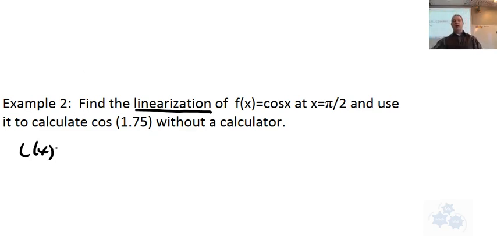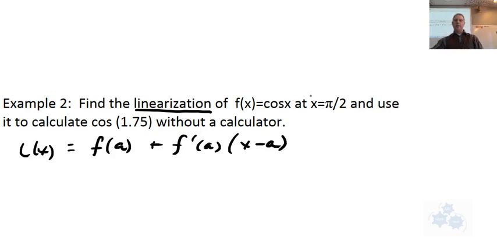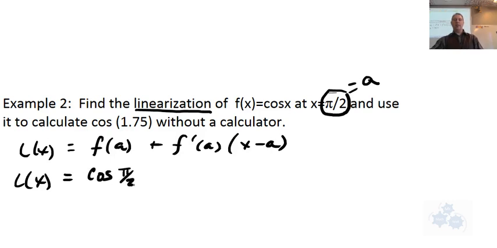So what's the linearization? Well, L of x we know is f of a plus f prime of a times x minus a. Okay? And so a is going to be this number right here. So that's the a value that we're talking about. And we don't have an x value here, so we're just going to leave x in the formula. And that's what the linearization is going to be. Okay? So the linearization or the linear approximation is going to be, now what is f of a? That is actually cos of pi over 2, isn't it?